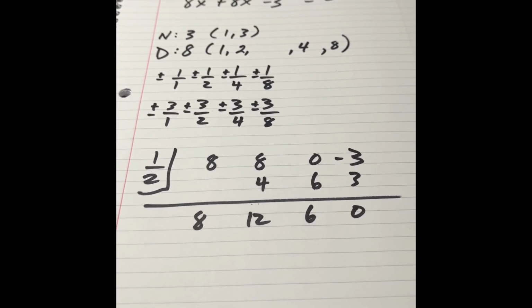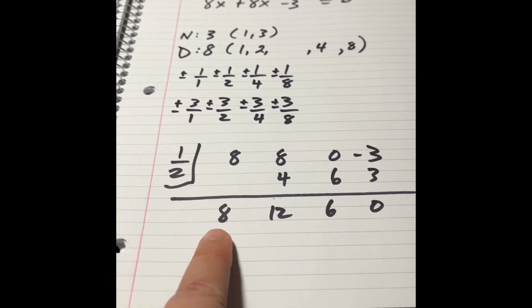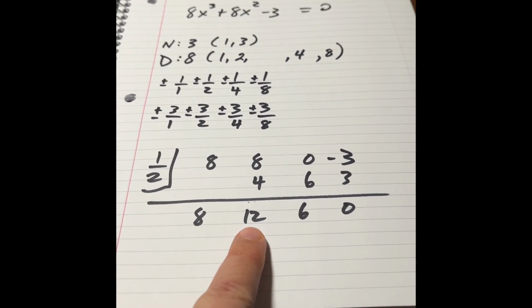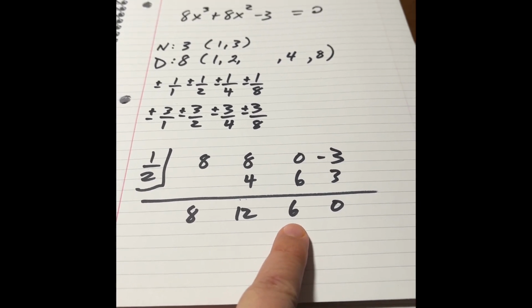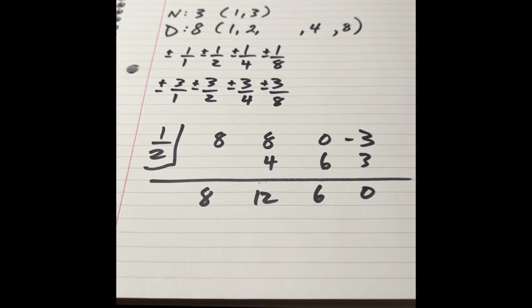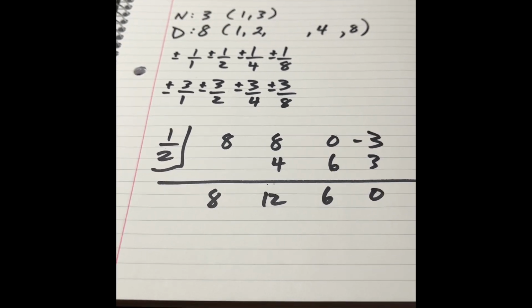Now the way you would solve this the rest of the way out is you would create a polynomial here for this. So this is 8x squared plus 12x plus 6 equals 0. And you would solve that using the quadratic formula. I've done that on another video, so I'll have you look there.